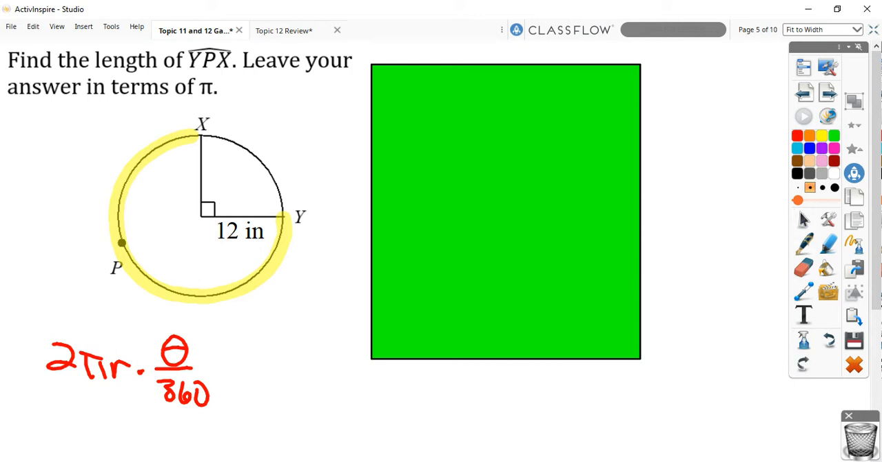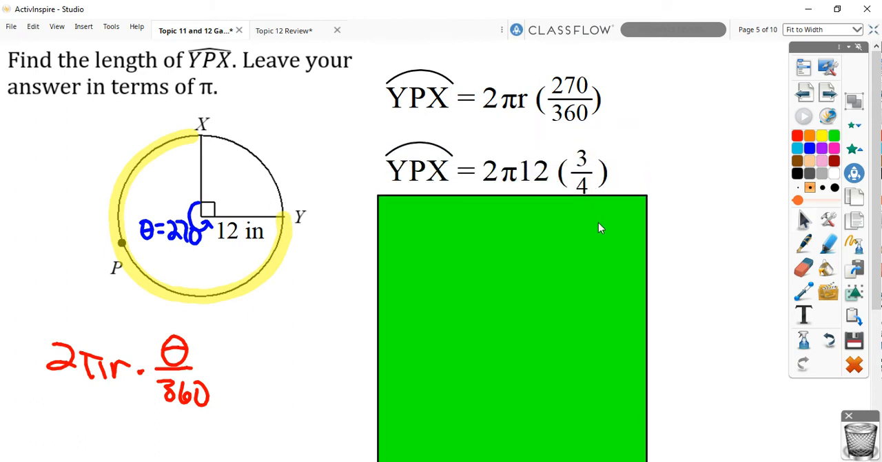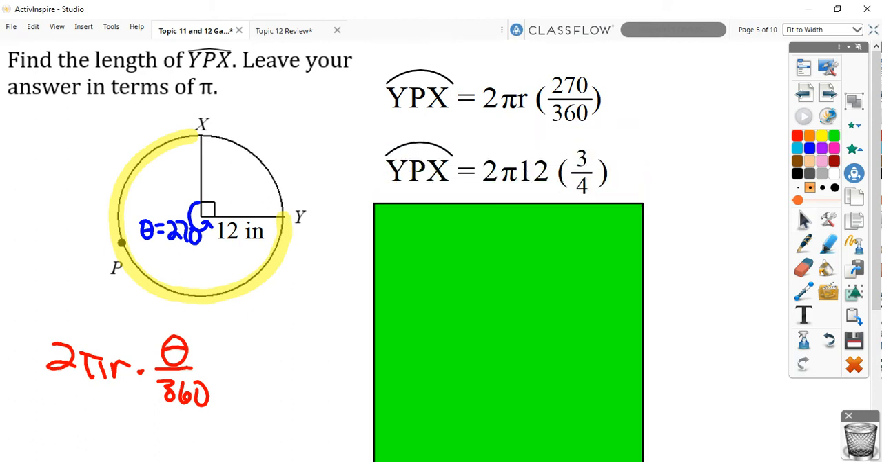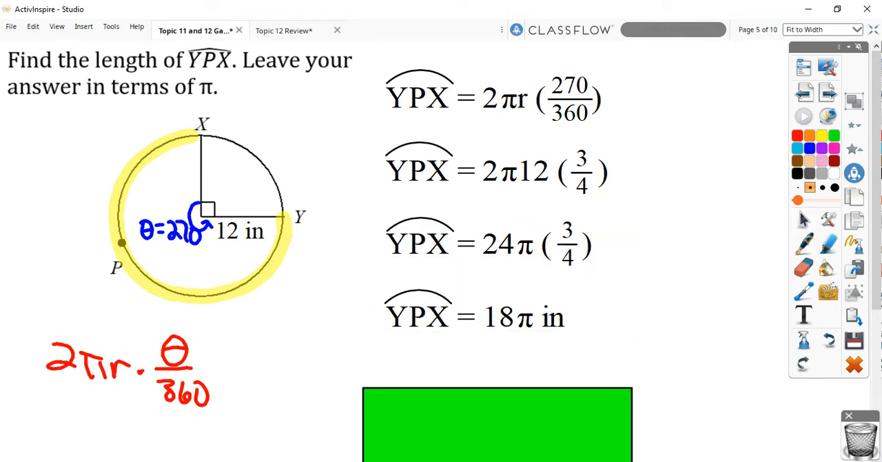Okay, here's the extra step, the extra connection that you have to make: theta right here, this is our theta, and that's not equal to 90 degrees. It's equal to 360 minus 90. It's 270 degrees. Okay, so when we plug in 2 pi r, it's that times 270 over 360. So 2 times pi times 12. That fraction simplifies down to 3/4. 24 pi times 3/4 gives us our answer of 18 pi.